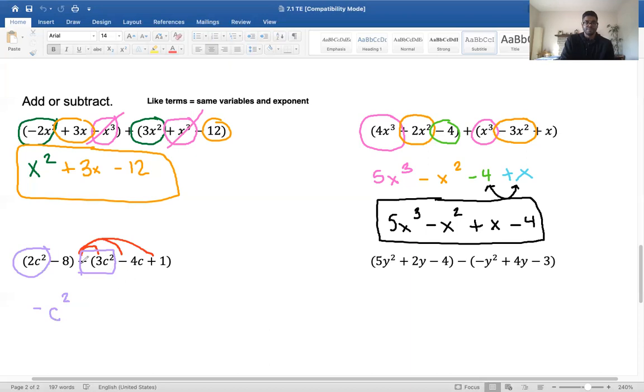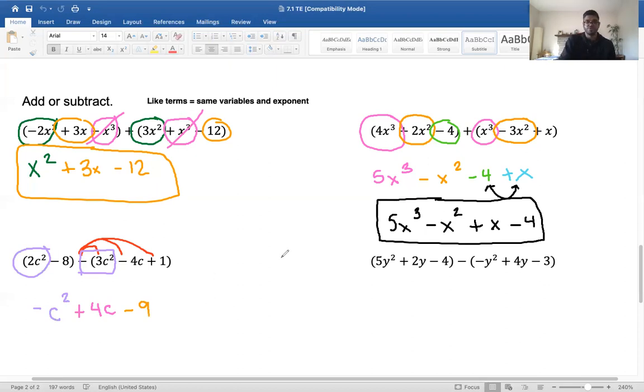Do the same thing on the next one. I have a minus sign and another minus sign to make a plus 4c. And for the last, I have a minus sign distributed to a plus 1, so then I have a negative 8 minus 1, which is negative 9.